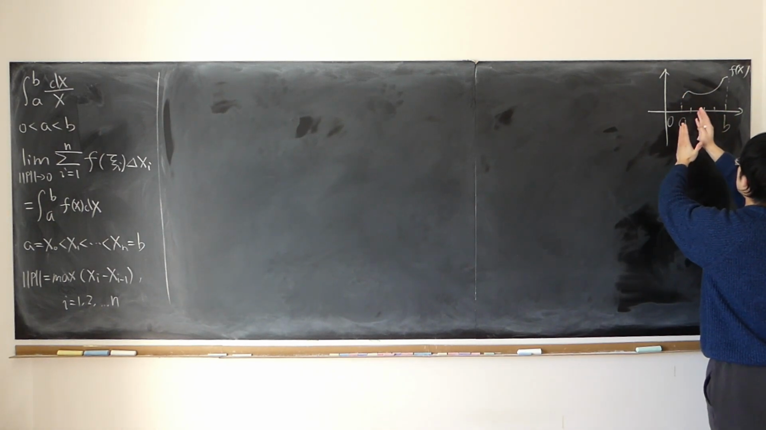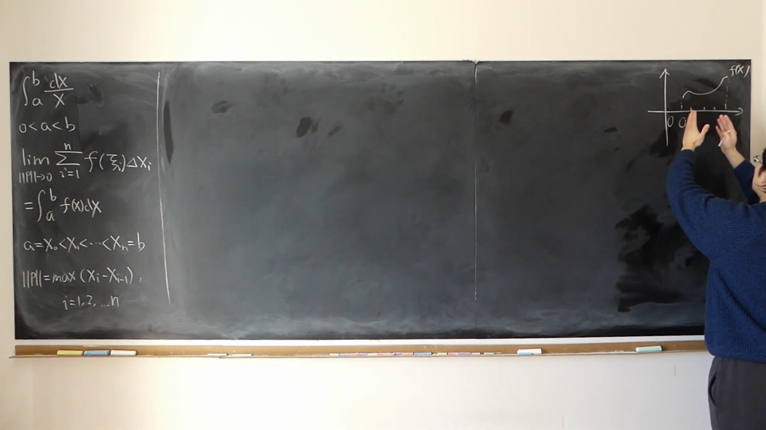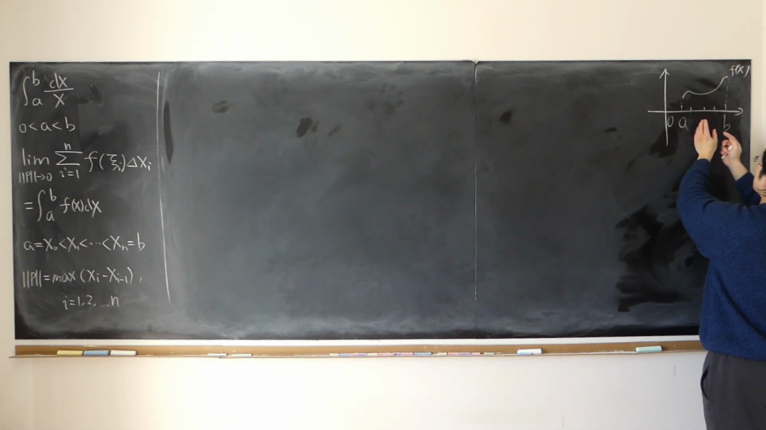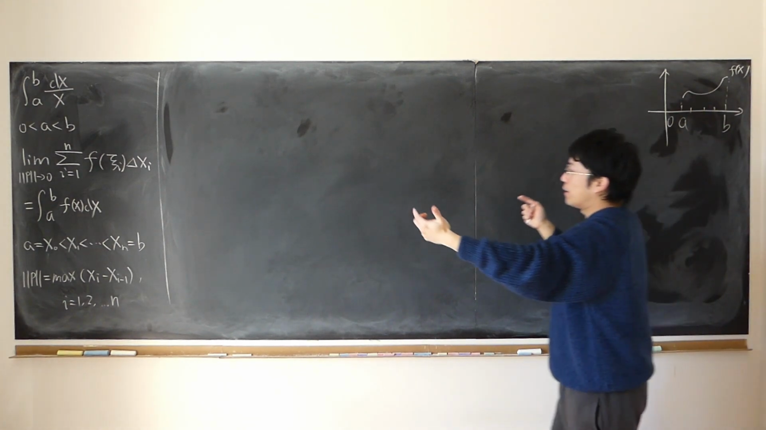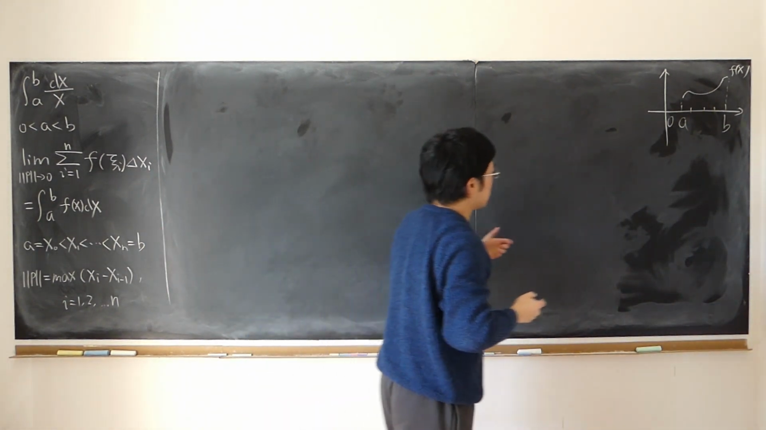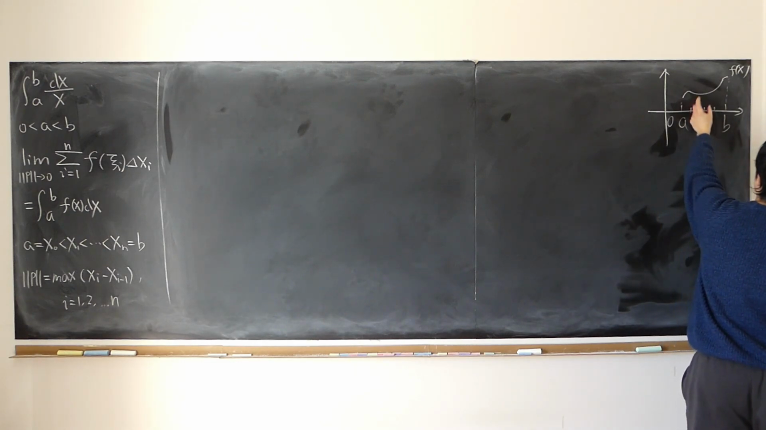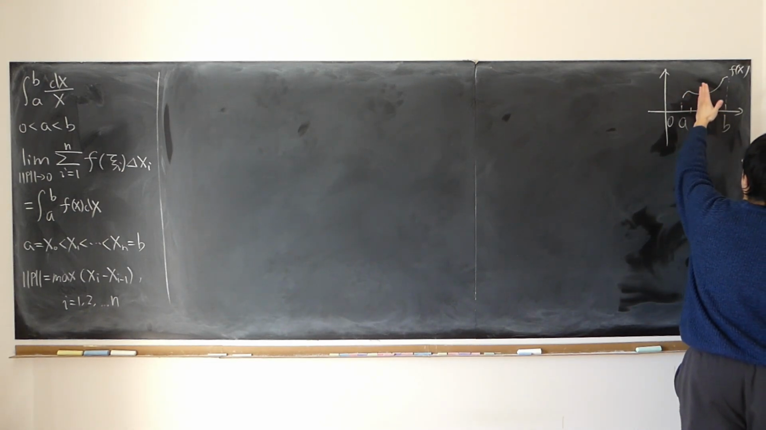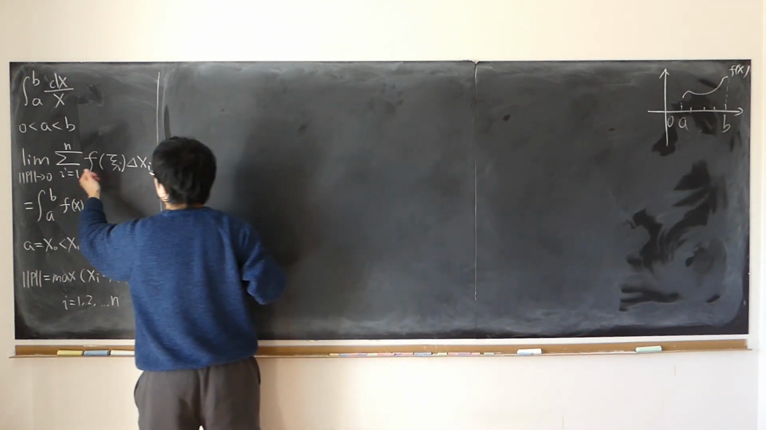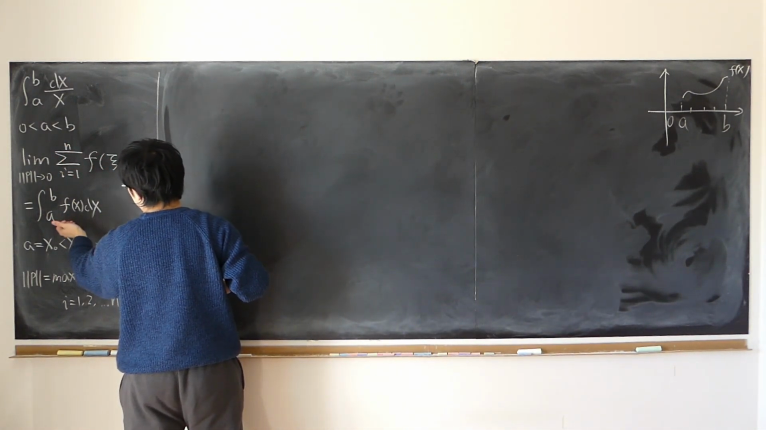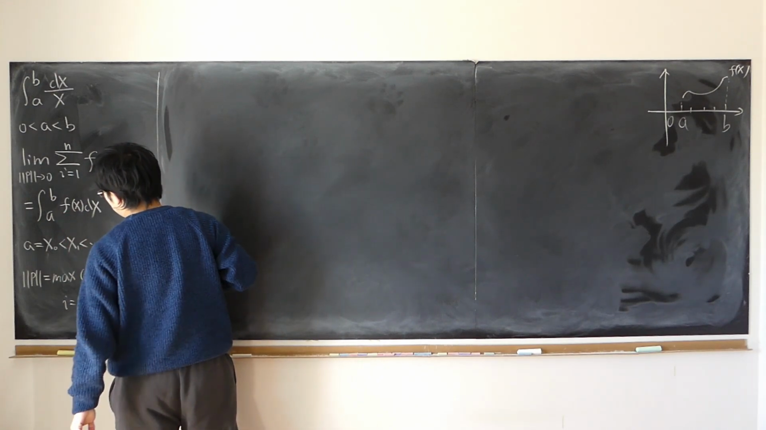So in this case, as my partition gets dense enough, consider my Riemann sum. The width of each small interval times the functional value, and the choice of xi is arbitrary. We can choose any xi inside this small interval. They multiply together, then add them all up. That's the Riemann sum. If the limit of the Riemann sum exists, then we say it's Riemann integrable.